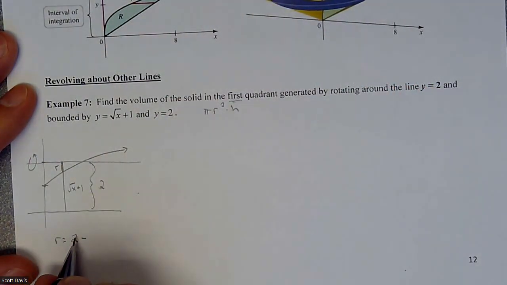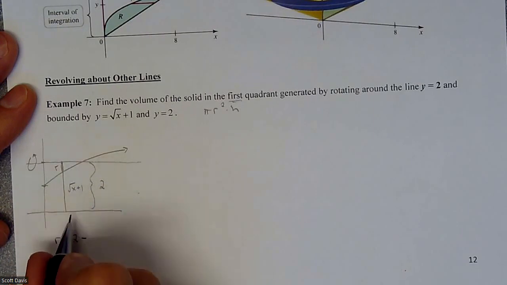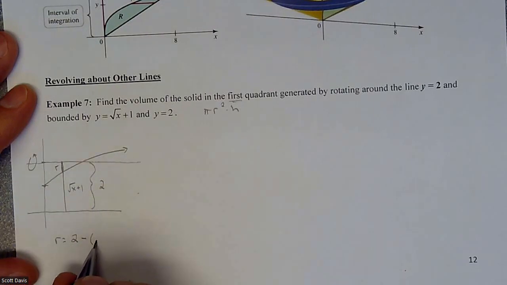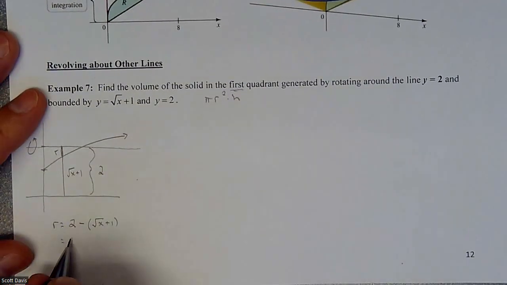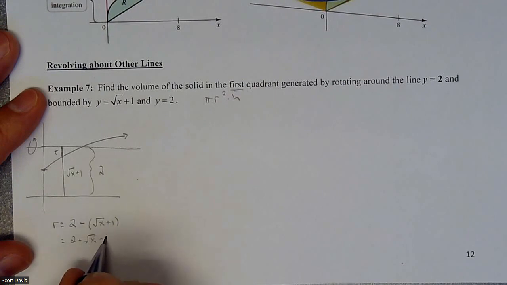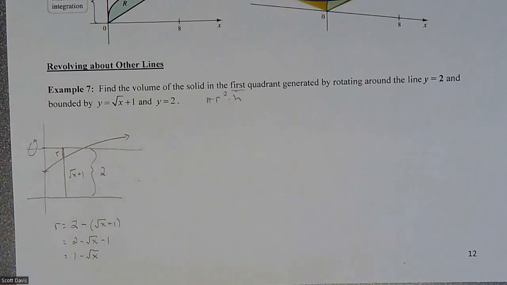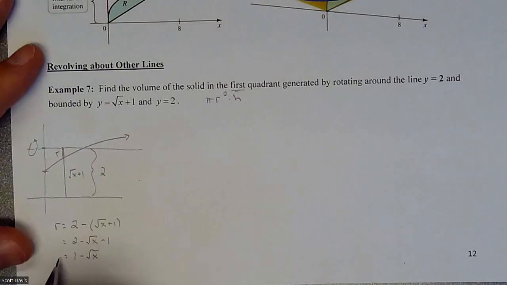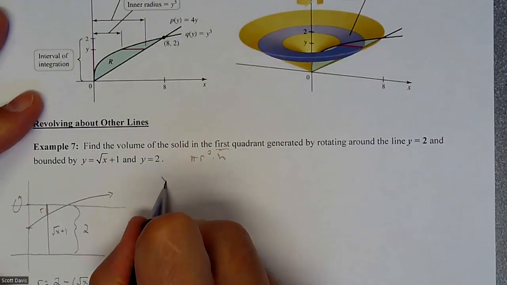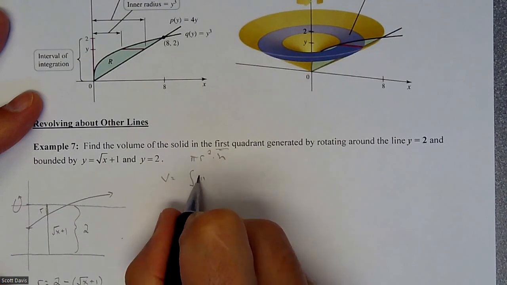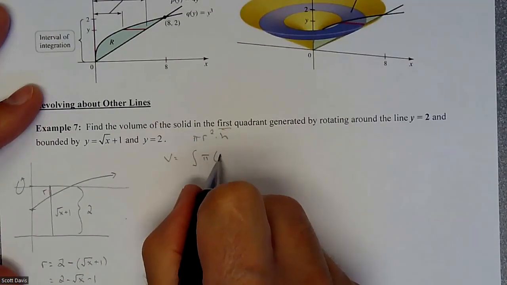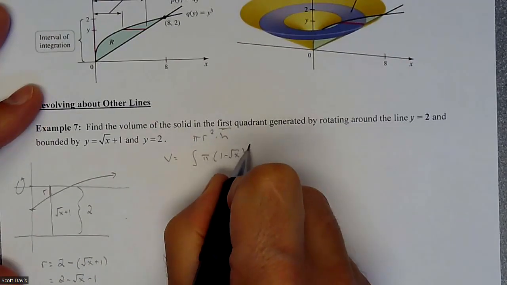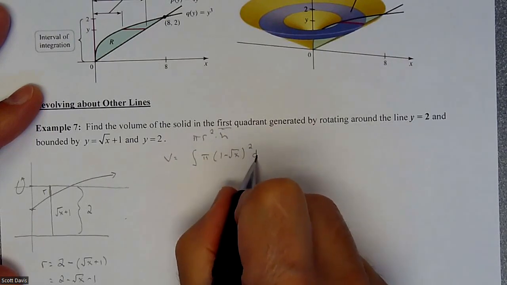So our radius is going to be 2. We constantly have a height of 2, but we need to subtract away this piece right here. So minus the square root of x plus 1. So if I clean that up and do a 2 minus the square root of x minus the 1, I'm really looking at a 1 minus the square root of x is really what I'm looking at for my radius. So my radius into my volume formula is pi. The radius squared is this equation. So 1 minus the square root of x squared, and then dx.